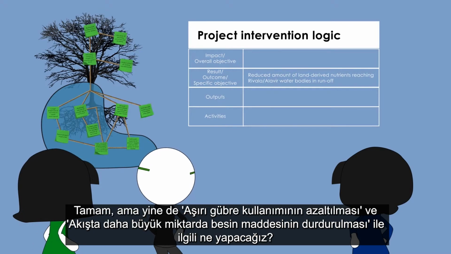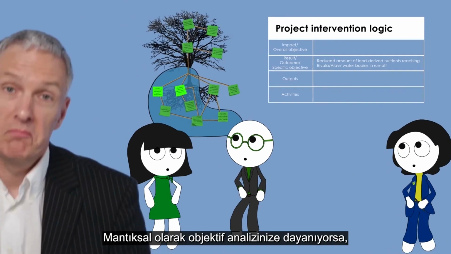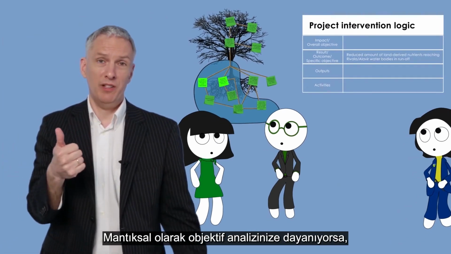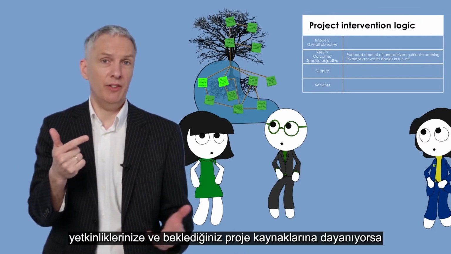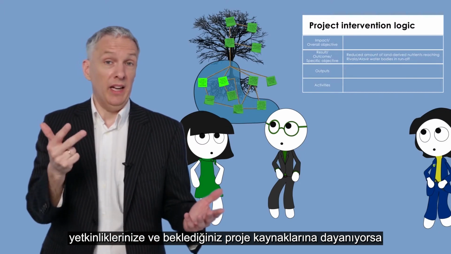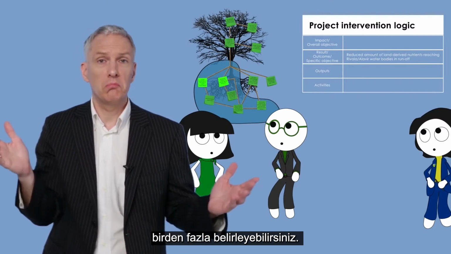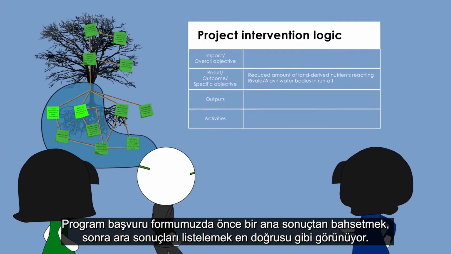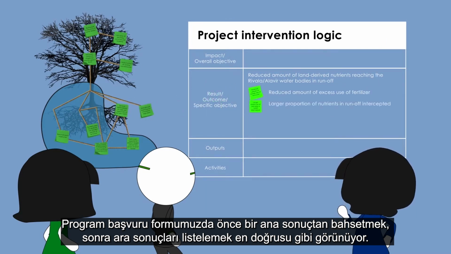Okay, but still, what do we do then with the reduced amount of excess use of fertilizer and larger proportion of nutrients in runoff intercepted? Surely they are also results. Can we have several results? If it is logically based on your objective analysis, if it does not appear overambitious based on your competences and your expected project resources, and if there are no specific limitations in this regard in your cross-border cooperation program, so be it. Well, in our program application form, it seems best to mention first one main result and then to list intermediary results.